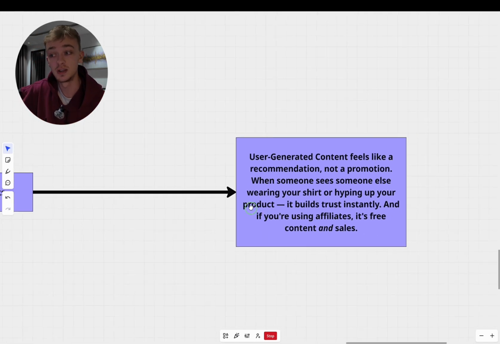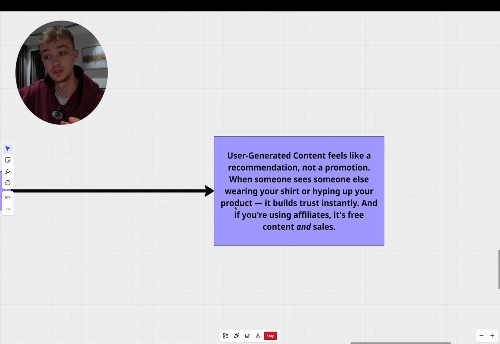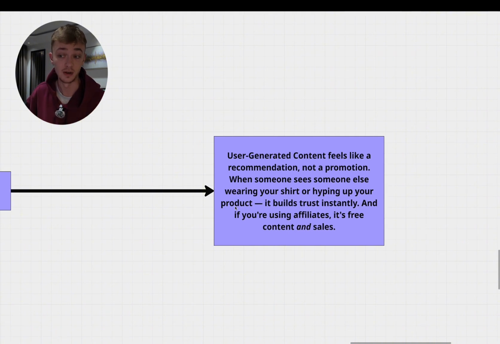And it works really well because UGC doesn't feel like an advert, it feels more like a recommendation. So when someone sees someone else wearing your t-shirt or your brand, it builds the trust instantly. And if you're using affiliates, obviously it's free content for your page also, and you only pay the affiliate when they make a sale. So it's kind of like a risk-free way of advertising your products.